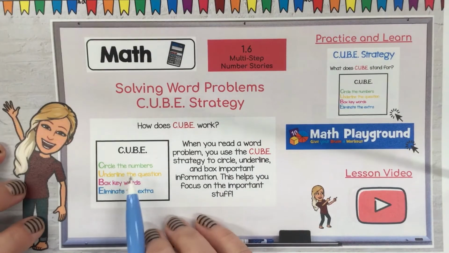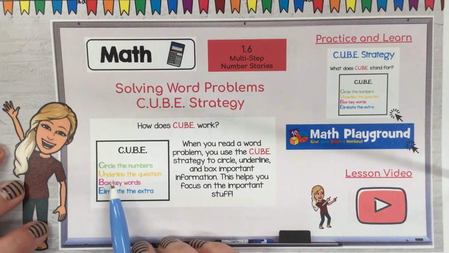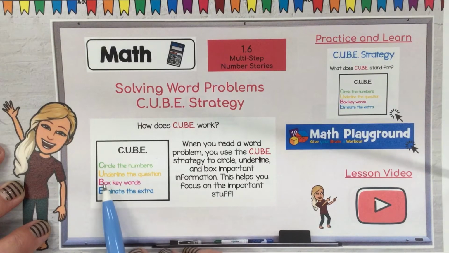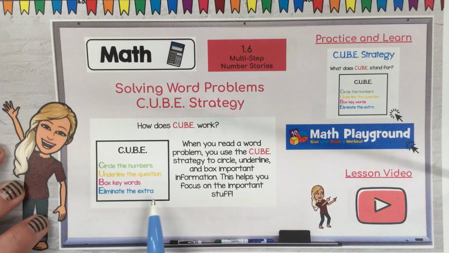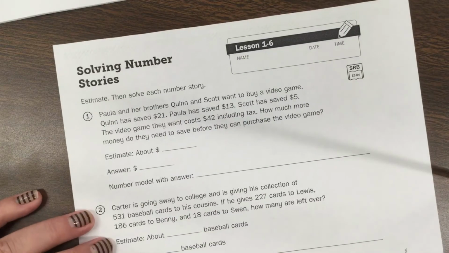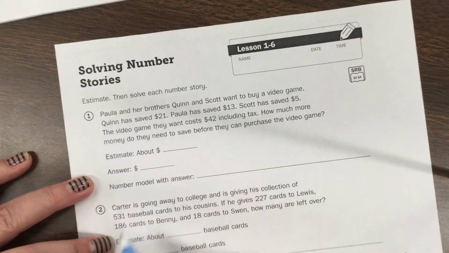So we're going to be doing the cube strategy, which is you circle the numbers, you underline the question, you box the keywords, and then you eliminate the extra. Get rid of that fluff that you don't really need to solve the problem. They put that in there on purpose just to confuse you. So we're going to get rid of it. We're going to be doing this page together today, solving number stories about Paula and her brothers.